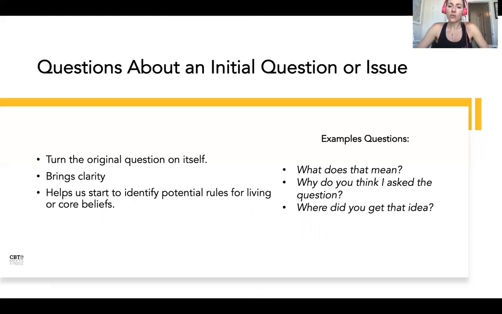Another example question is, why do you think I asked that question? They'll come up with some good things. Usually, if you've got a good alliance and they know you quite well, they can answer that. And where did you get that idea? That question really does start to target core beliefs and where that all began. So we can start again to look at their blueprint, maybe create their tree of where things began in their fitness journey. And then we can start looking at, okay, how are we going to change things?